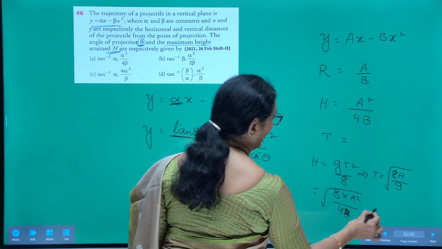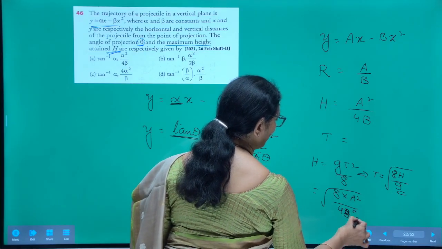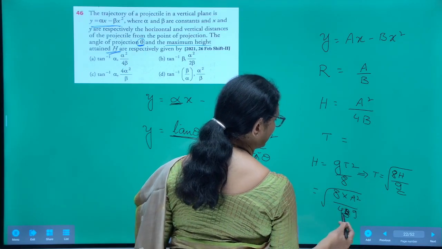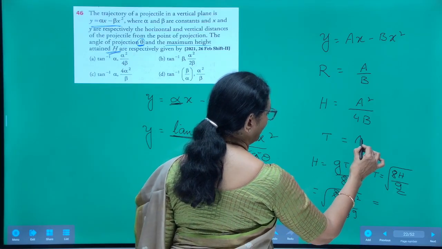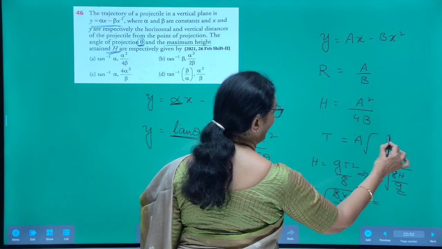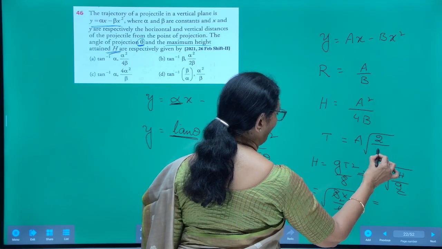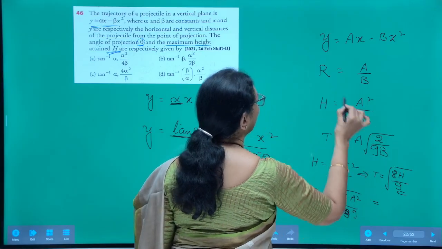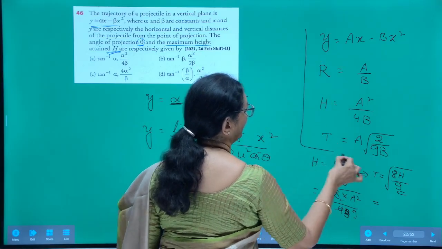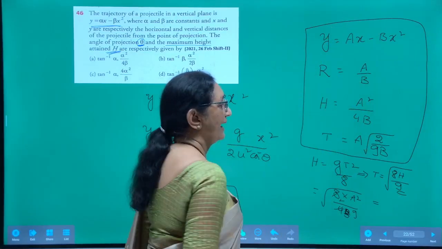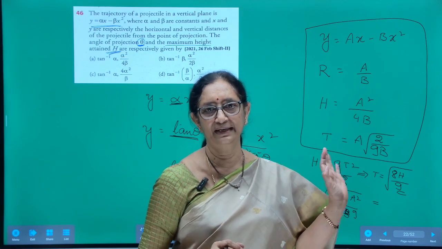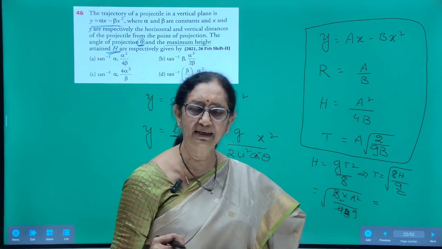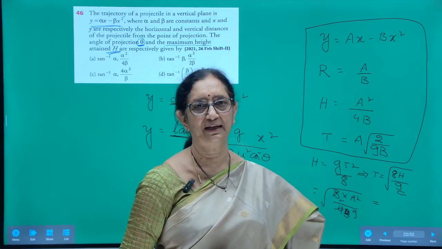Here g is there, and a square by 4b is in place of h. So, this is t is equal to a square root of 2 by gb. These relations are very useful. They are very helpful shortcuts used in solving the problems based on projectiles.